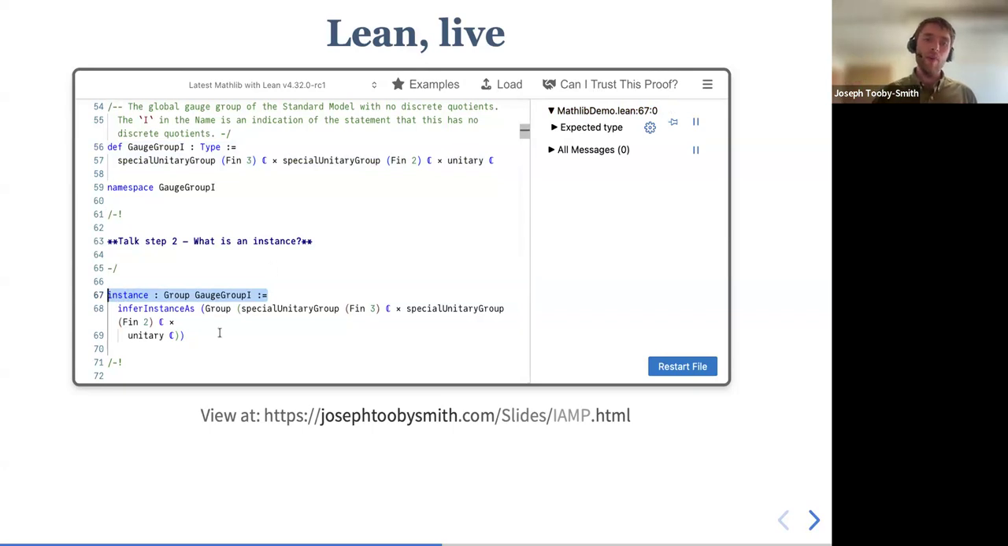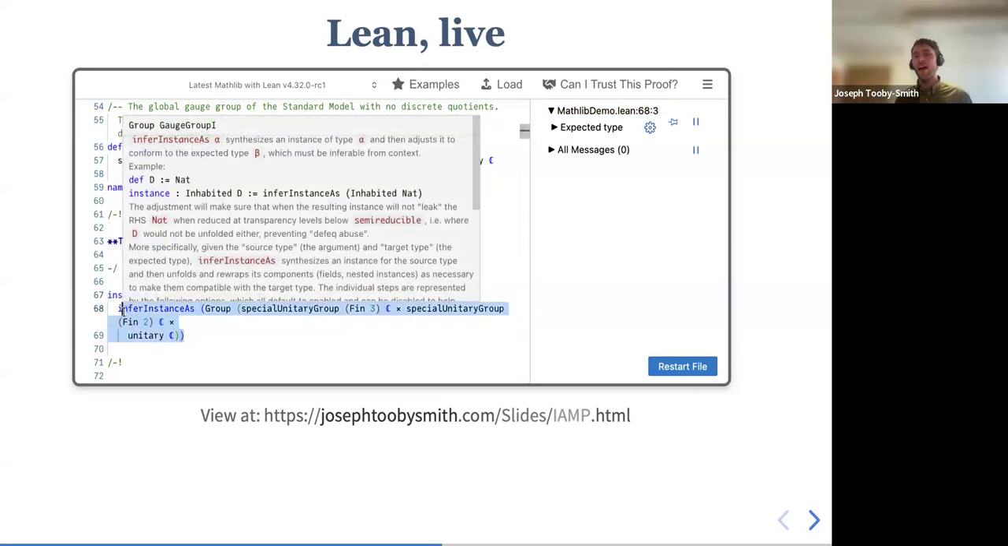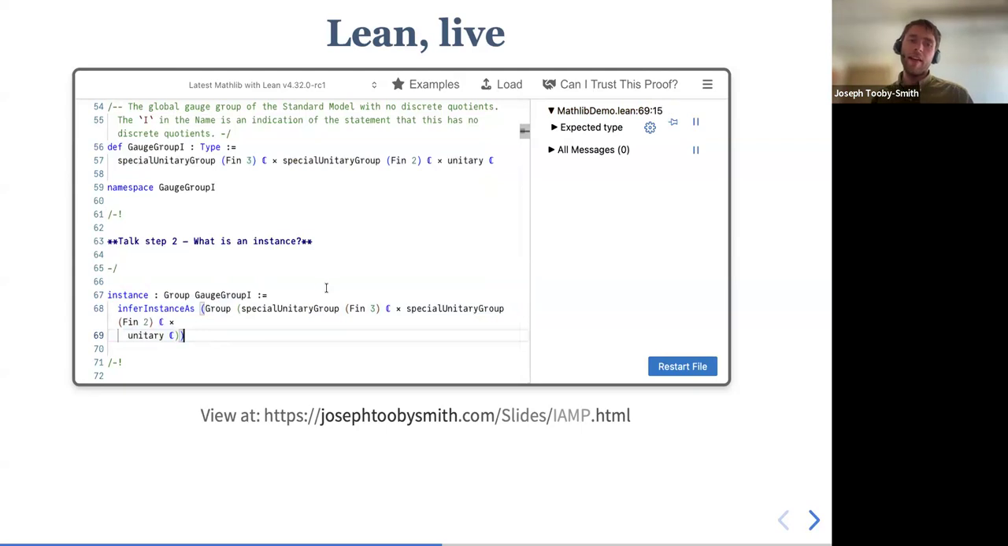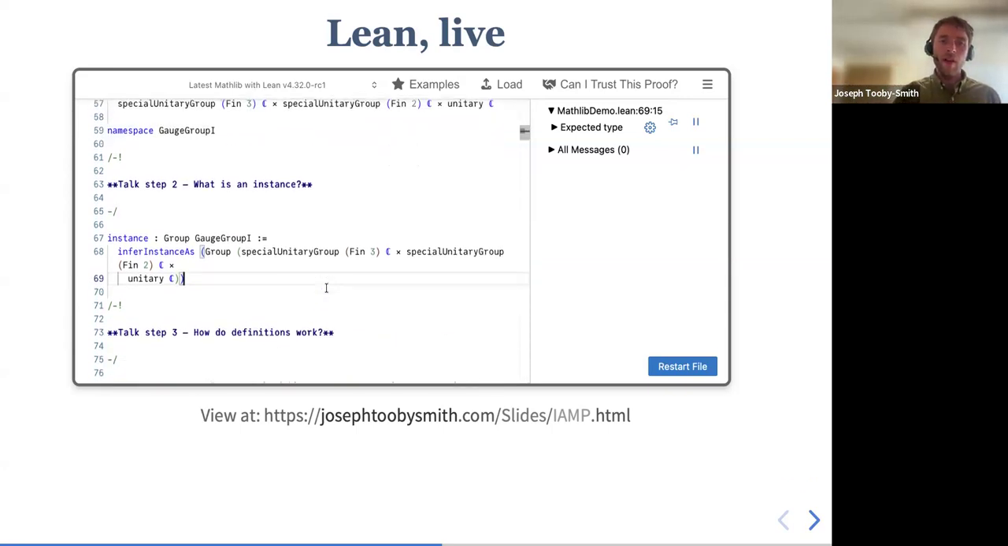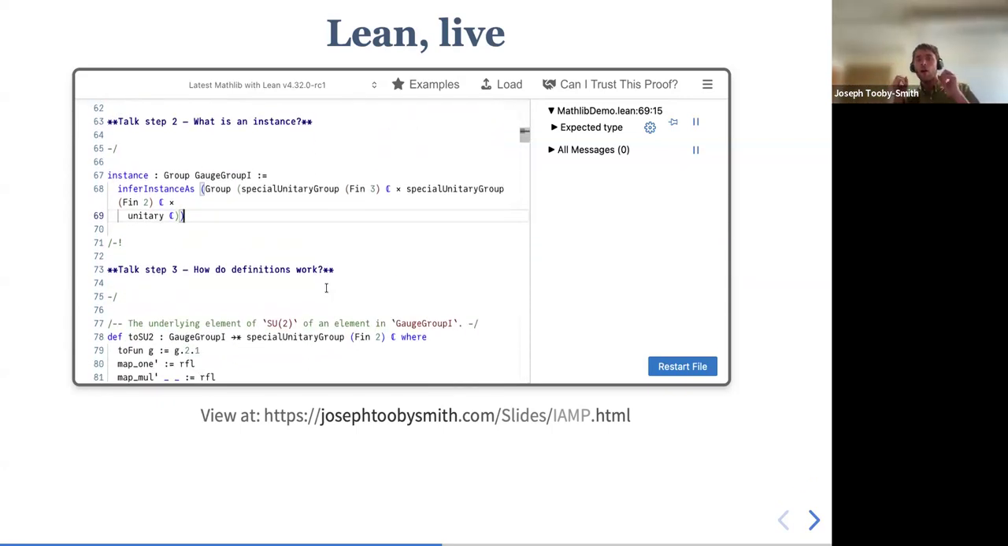Or in this specific case, we can just say, infer it from the fact that this gauge group is defined as SU3 plus SU2 plus U1. And Lean is smart enough to do that inference for us and to take the property of the group on that and bring it over to gauge group. Awesome. So that's kind of like a type, and that's kind of like an instance. And this sort of type theory thing is basically the foundation of how Lean is working.